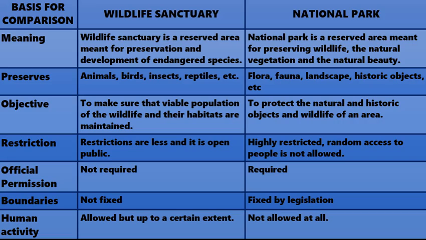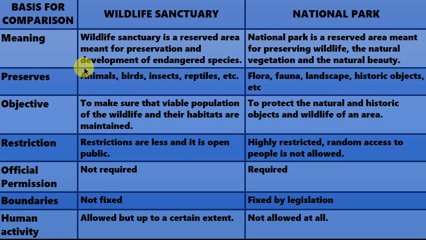Whereas a wildlife sanctuary is a protected area of land, wetland, or sea reserved for the conservation of wild animals, birds, and plants. A wildlife sanctuary is a reserved area meant for preservation and development of endangered species. The animals, birds, insects, reptiles are preserved in wildlife sanctuary, whereas flora, fauna, landscape, historic objects, etc. are preserved with the help of national parks.